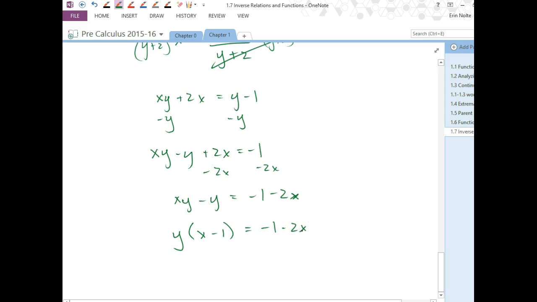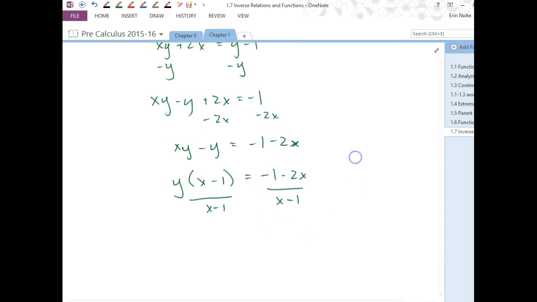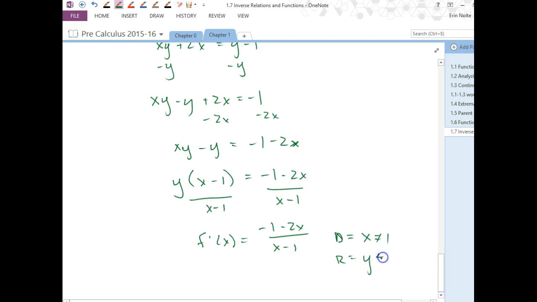Okay, I'm almost done. I have y times some stuff. How do I get rid of the stuff? Divide by the stuff. So my inverse, my y, is -1 minus 2x over x minus 1. What are my restrictions? What can x not be? What is my range? y cannot be -2.